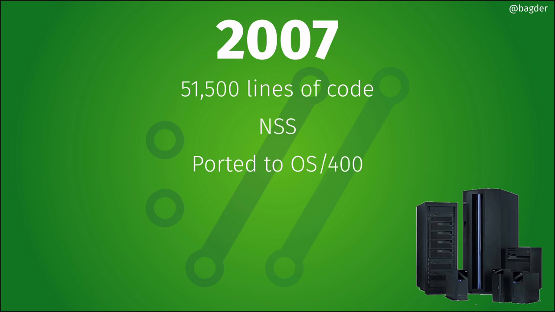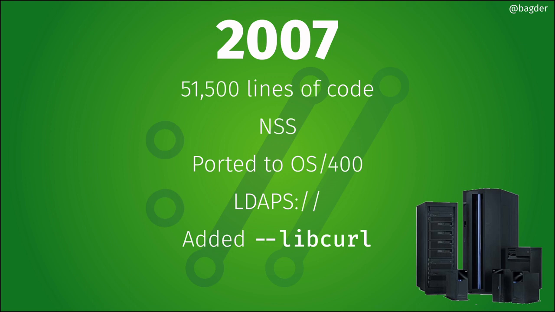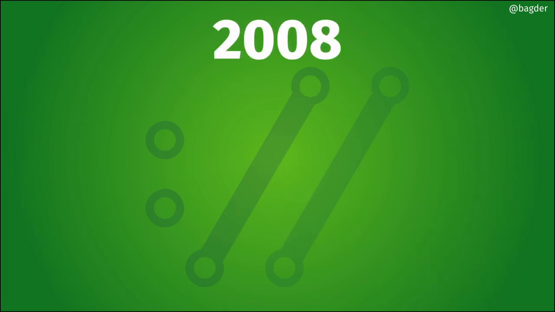That's the image on this slide, right? I think that's an AS/400 machine back in the day, big machines. And we had support for LDAPS, and we added one of my favorite command line options. If you don't know about it, you should really learn about it because it's fun. It generates C code output out of a command line. Yeah, a curl command line, you get the C code output for how to do that command line as libcurl code. Fun.